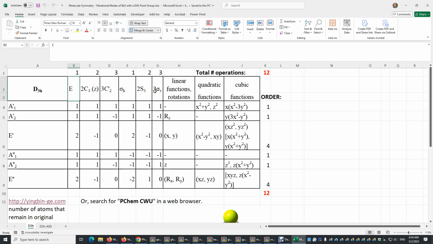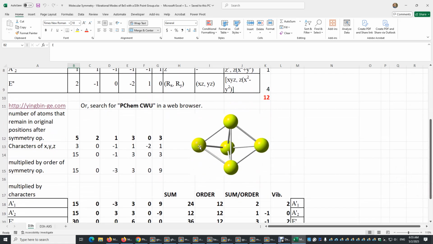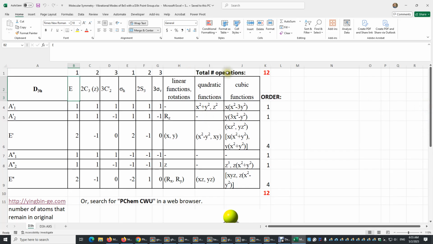And then we have 3 sigma v's. One of the 3 sigma v symmetry planes contains these 3 atoms. The second one contains these 3 atoms. These 3 atoms define a second symmetry plane, and these 3 atoms define a third sigma v symmetry plane. So we have a total of 12 different symmetry operations. Therefore, the order of the D3h point group is 12.